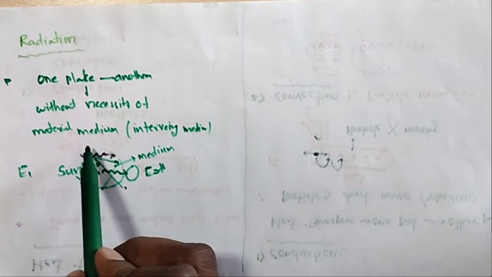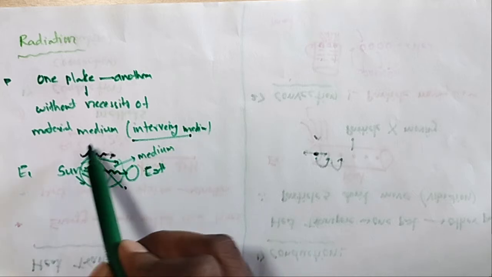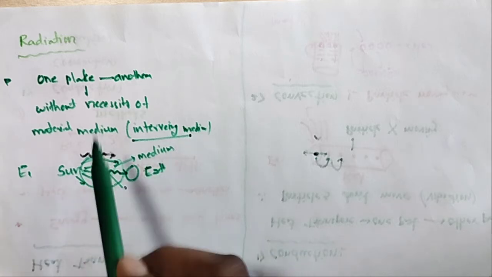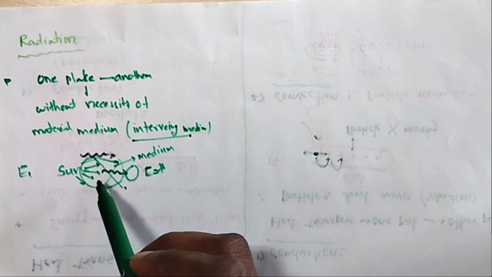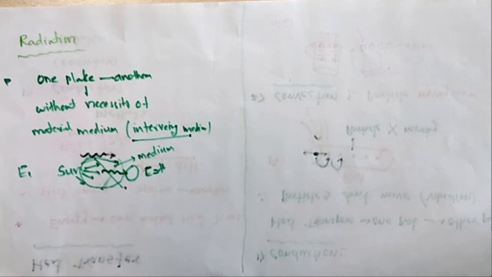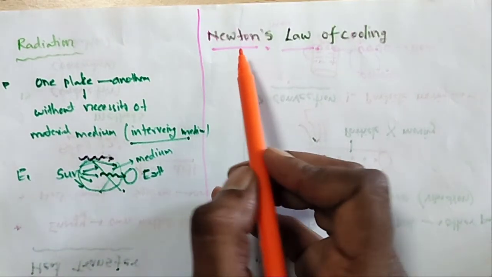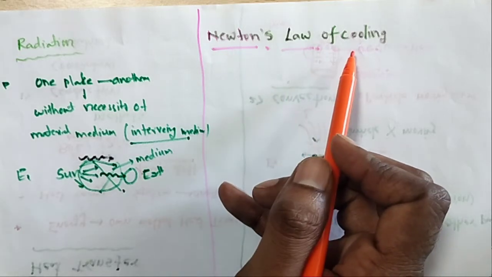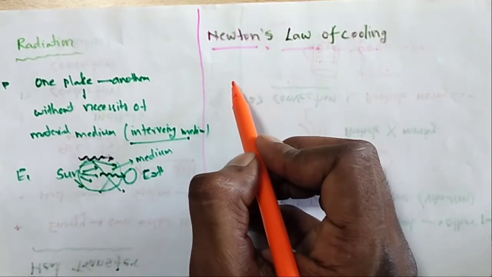So in radiation there is no intervening medium, but in the convection process there is always a medium. This is called the heat transfer process. One application of it is Newton's law of cooling. Here I am taking one example.